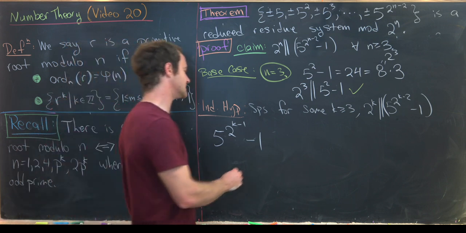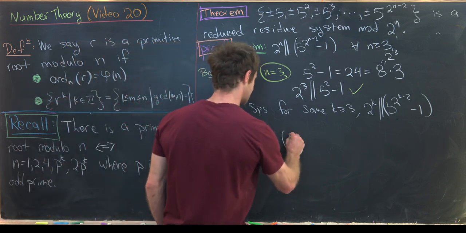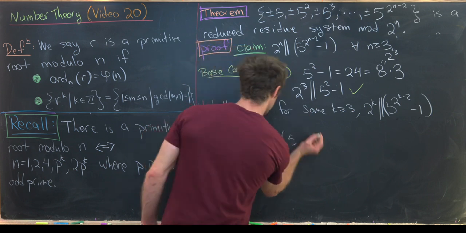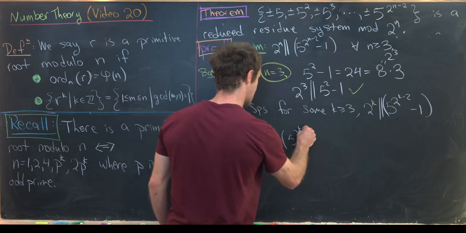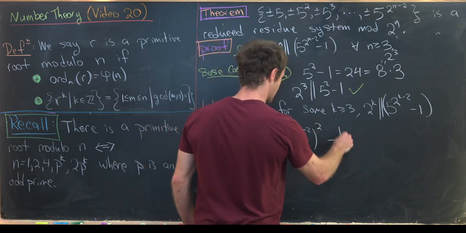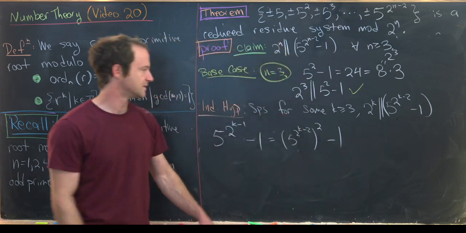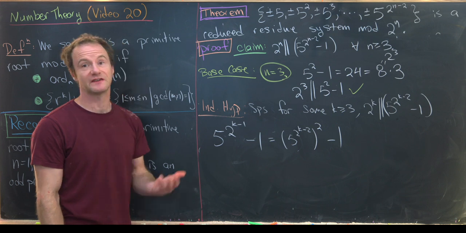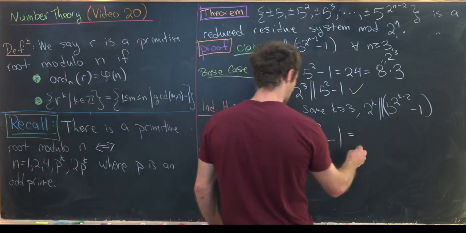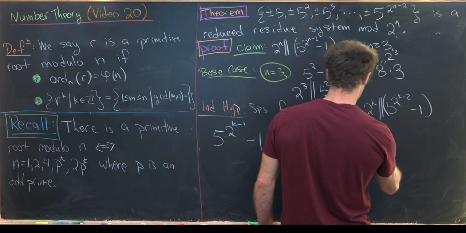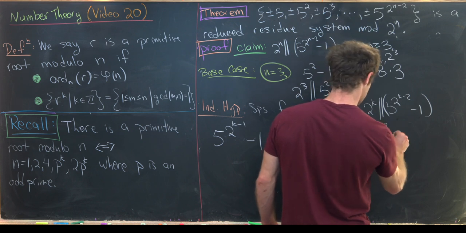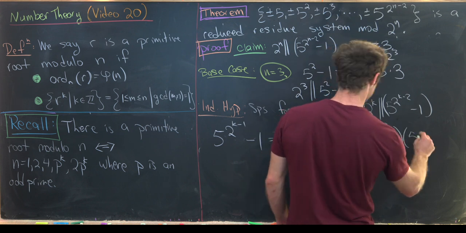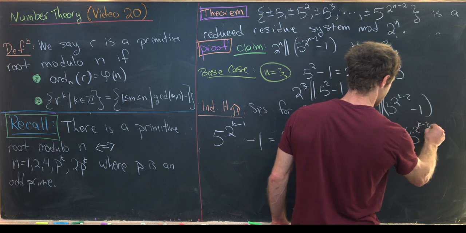It's a little bit tricky to see that it's a difference of squares, but let's notice that it is 5 to the 2 to the k minus 2 squared minus 1. So the exponent rules are a bit tricky there, but if you write it down carefully, you'll see that that works out. That means we can factor that as 5 to the 2 to the k minus 2 minus 1 times 5 to the 2 to the k minus 2 plus 1.